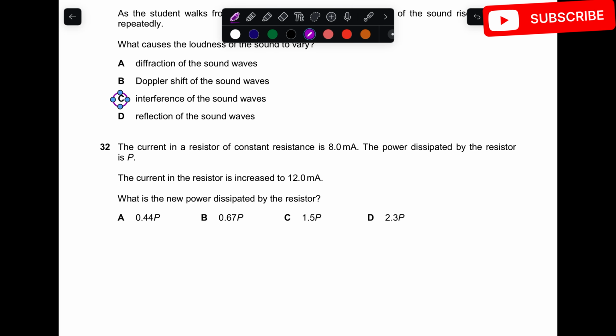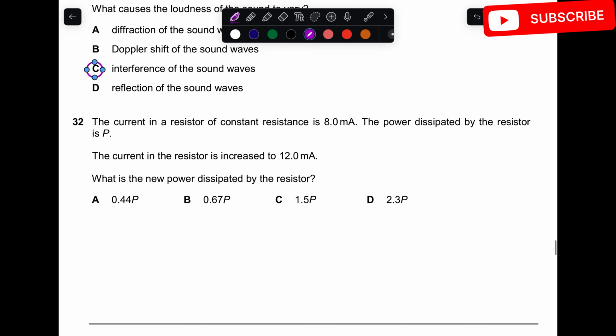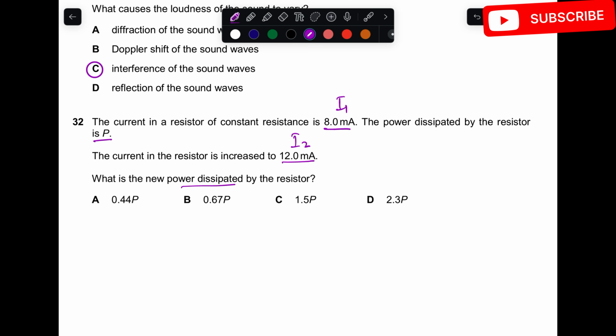In question 32, the current in a resistor of a constant resistance is 8 milliampere. Let's call it I1. The power dissipated by the resistor is P. The current in the resistor is increased to this. Let's call it I2. What is the new power dissipated by the resistor?